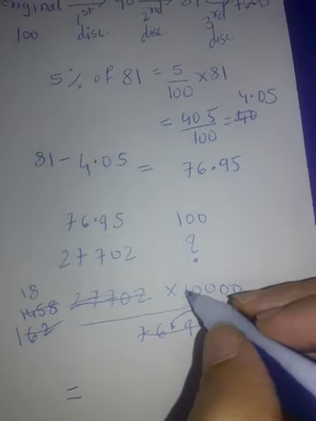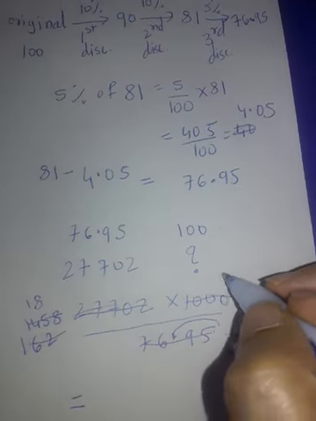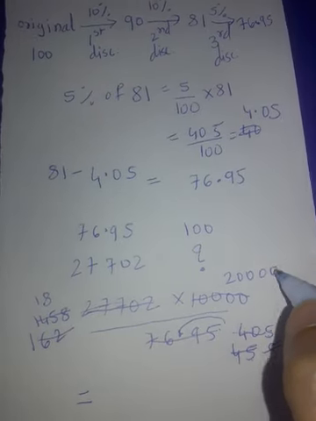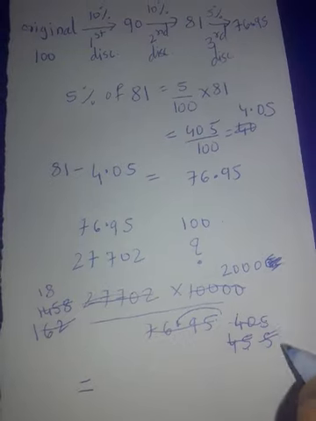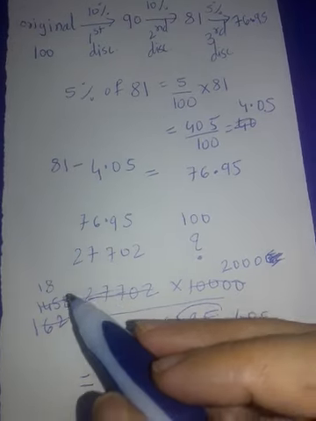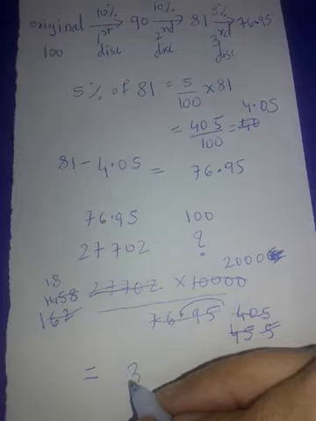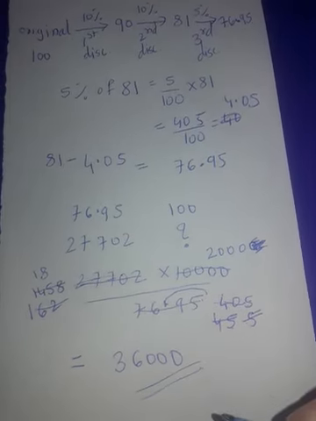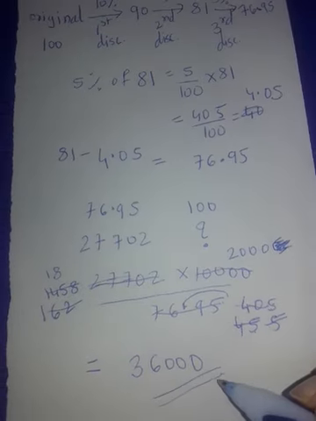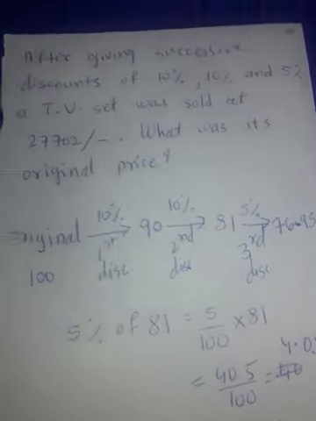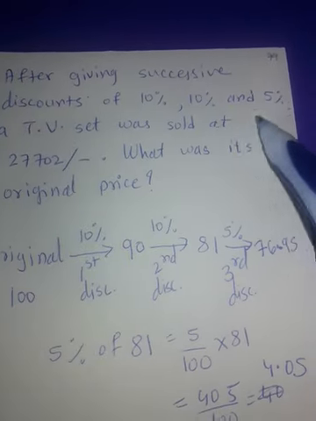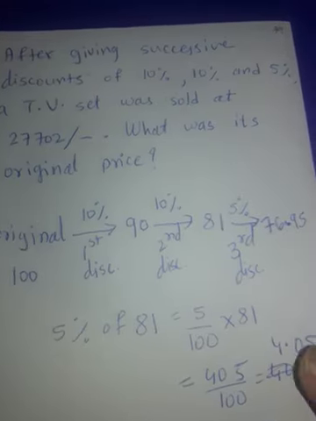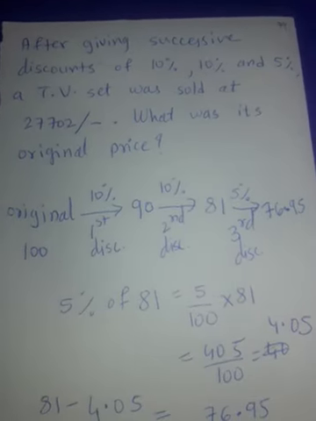So divisible. 5 and 10,000. So sorry, 2,000. It's not 20,000. 5 into 10,000 means 2,000. So 18 multiplied by 2,000. So 36,000. So your answer is 36,000. The original price of the TV set was 36,000. Then these discounts were given successively, and then you arrived at the price 27,702. Am I very clear?